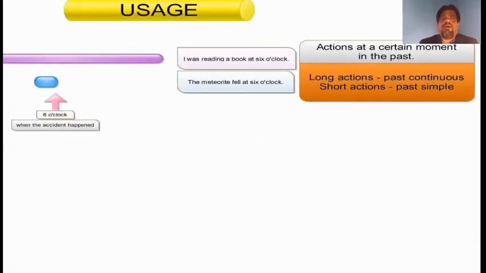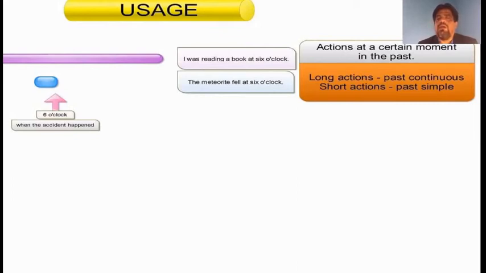Let's see how we can use it. I was reading a book at 6 o'clock. Look at the screen, at the time, and it is not 6 o'clock now. 6 o'clock is already over. So the action happened in a past time, at 6 o'clock. It is an action at a certain moment in the past, and that is where we use this type of continuous tense. I was reading a book at 6 o'clock.